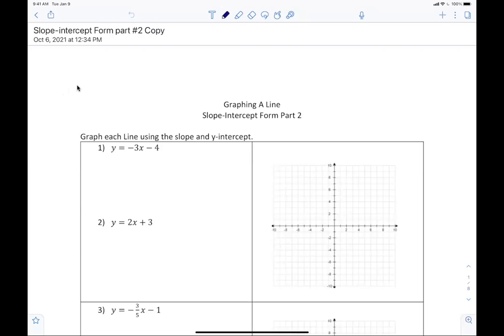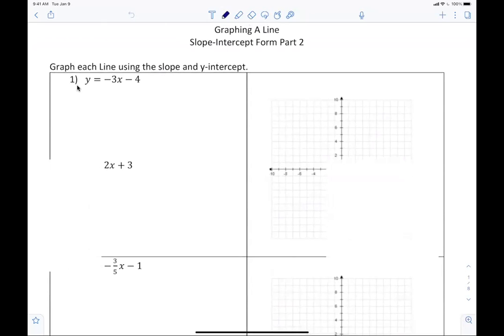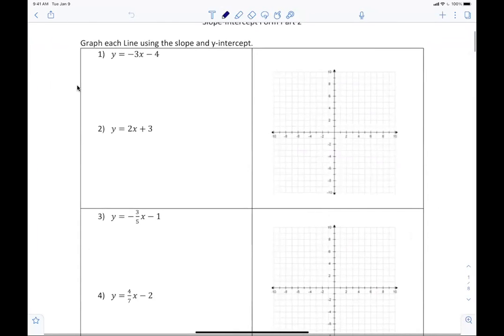Graph each line using the slope and y-intercepts. So first thing I'm going to do is, who remembers? Tell me. Yes, so the y-intercept is (0, -4), and the slope is? What? 2/1. You're looking at number 2, I think.